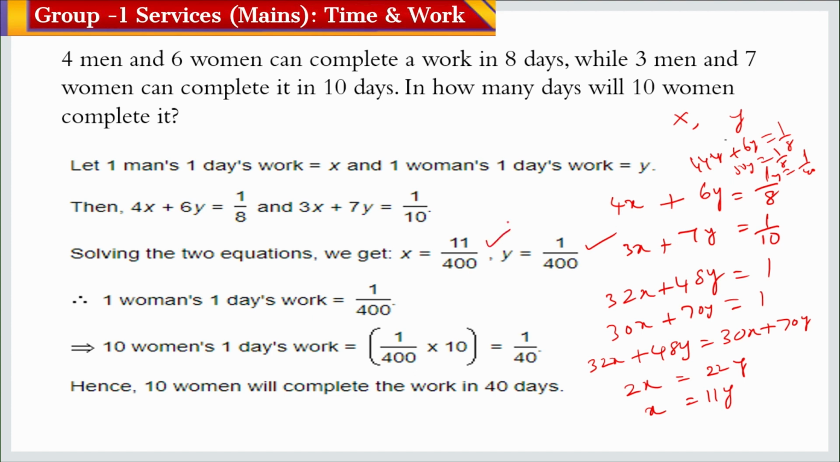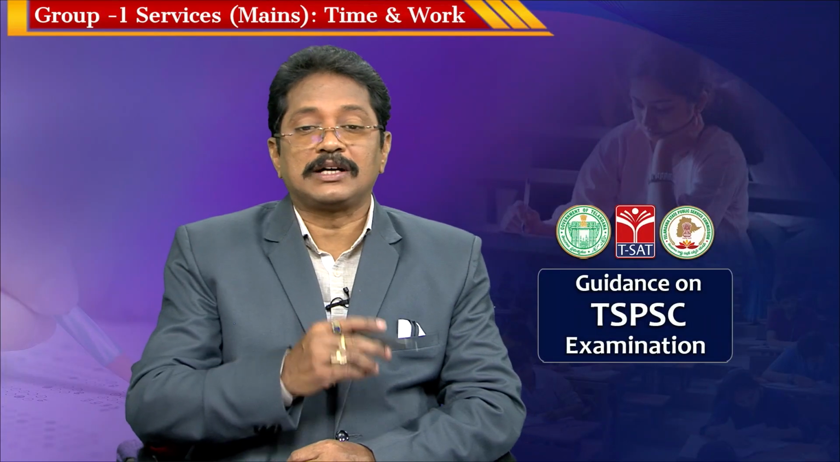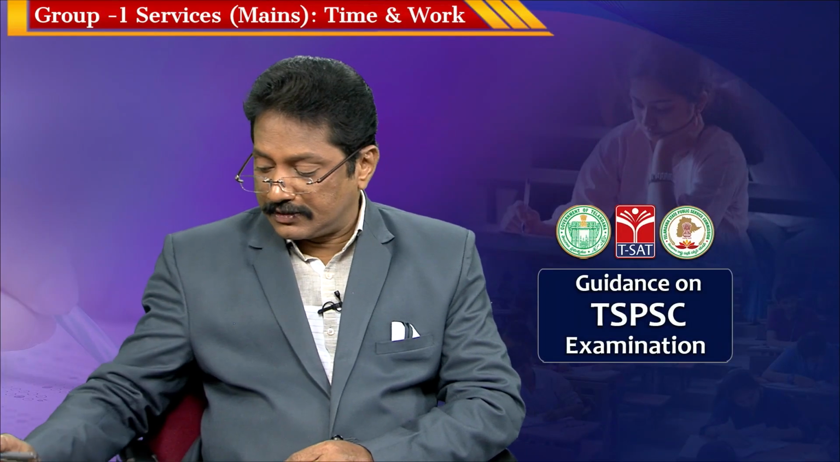So what is y here? The work done by women in one day is 1 by 400, and 10 women can do the work in one day is 10 into 1 by 400, that is 1 by 40. 10 women can complete the work in how many days? The reciprocal of 1 by 40, that is 40 by 1, which is 40 days. Clear? So the women can complete the work in 40 days.